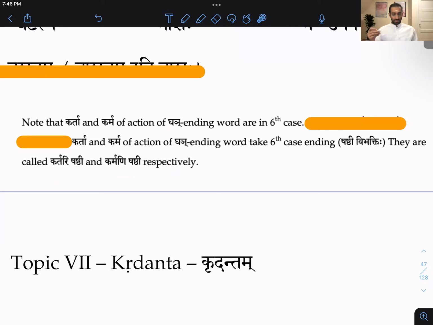Okay. So when we first studied Shashti Vibhakti, we never said Kartari and Karmani Shashti because we didn't have this context of Kṛdanta yet. Now that we have this context of Kṛdanta, we can learn that there's such a thing as Kartari Shashti and Karmani Shashti, when it's connected with the Kṛdanta word, specifically here ghan. We've seen this with other ones as well.